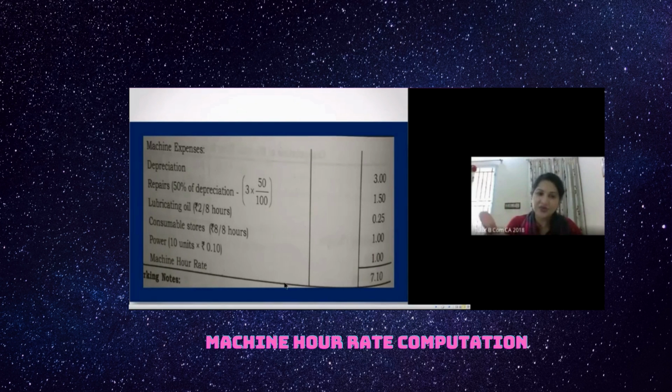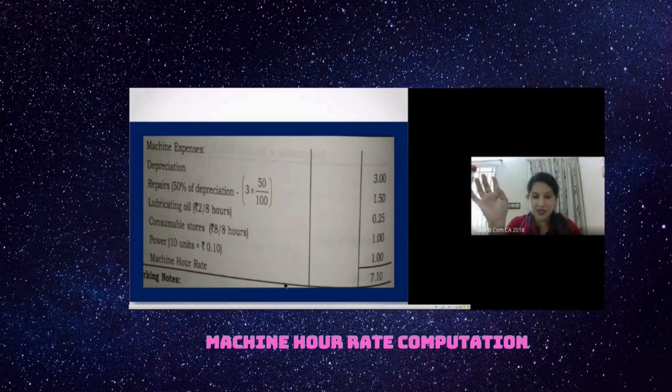And consumable stores also the same way. Power also we are given per hour. It is 10 paise. So we have used 10 units. The total hourly cost would be 10 units into 0.10, because it is 10 paise. So it would be 10 units into 0.10, which gives us 1.